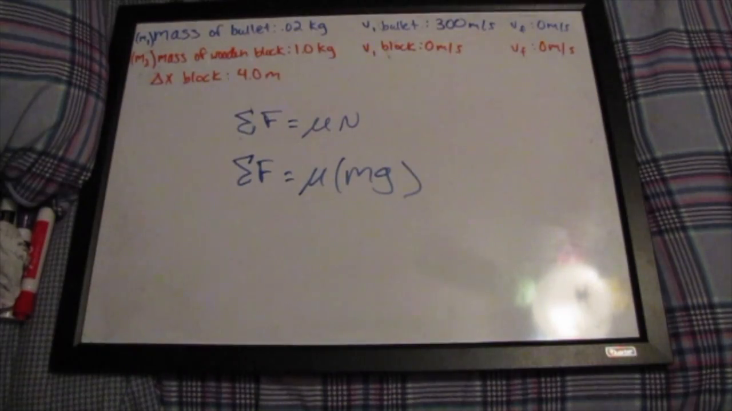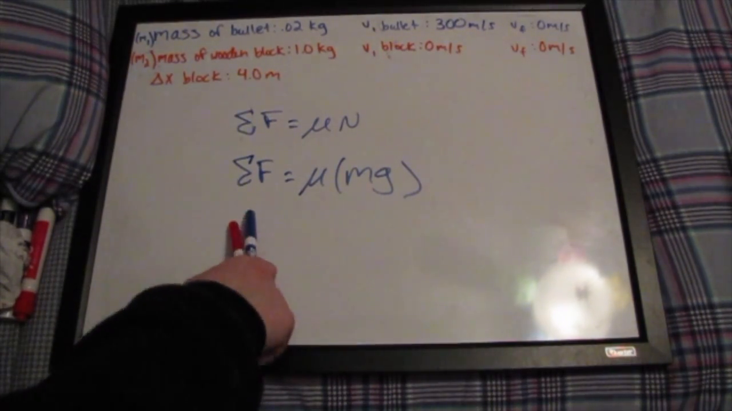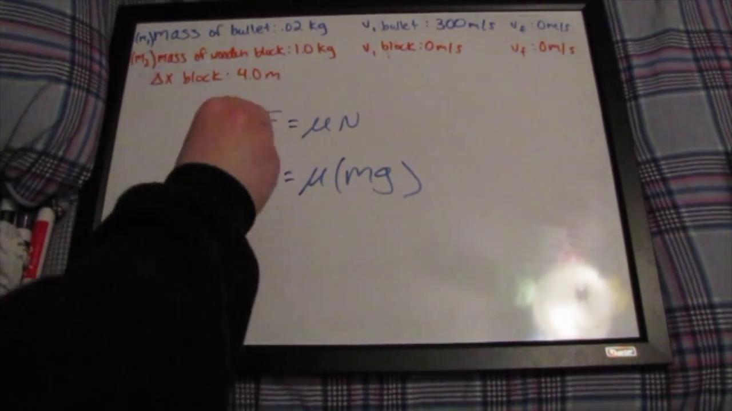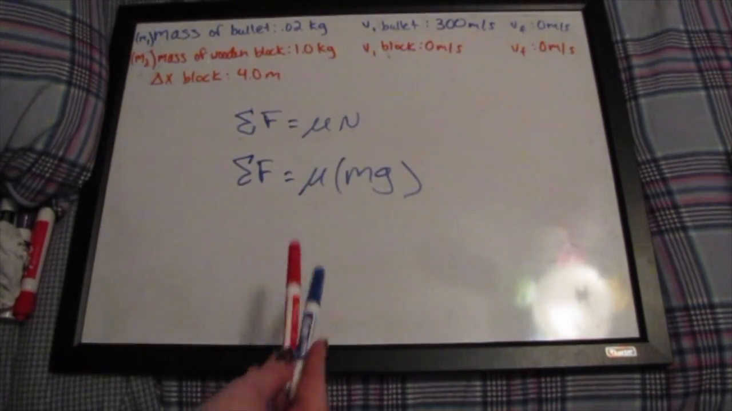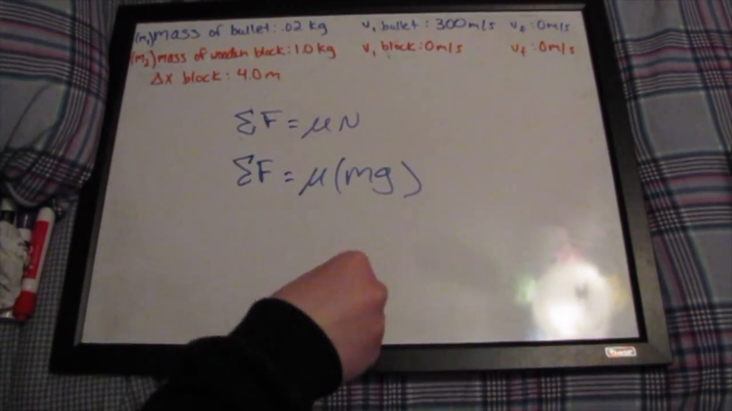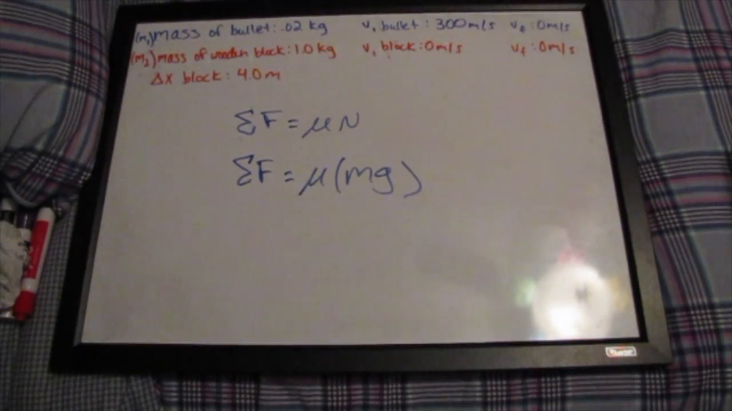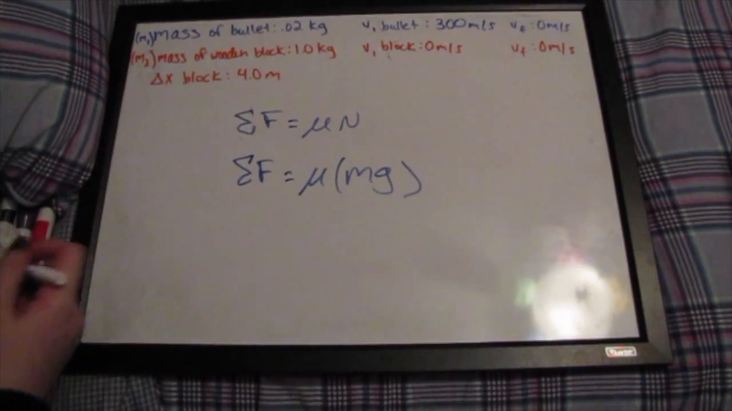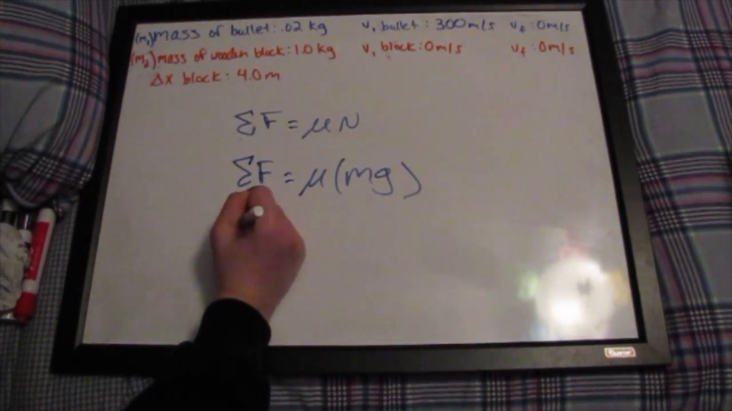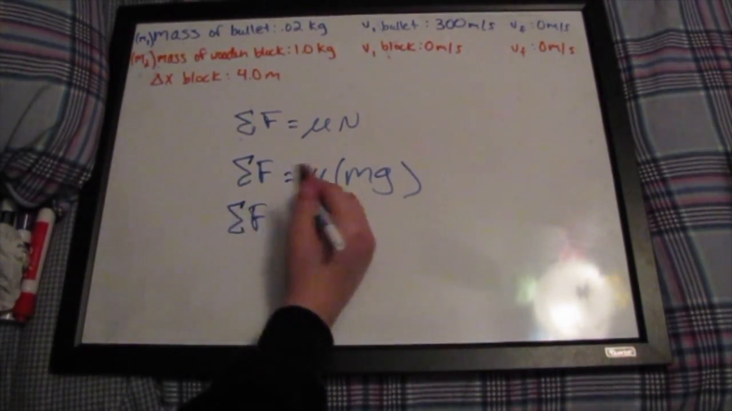First, we need to solve for this. So, the friction equation states that the sum of the forces equals mu times normal force. And we can say that normal force is mass times gravitational force. That is just understood. And when we plug in for mass, we're going to plug in the mass of the bullet and the wooden block because the friction force is between the two. So, we're going to plug in the information that we are given from the problem.